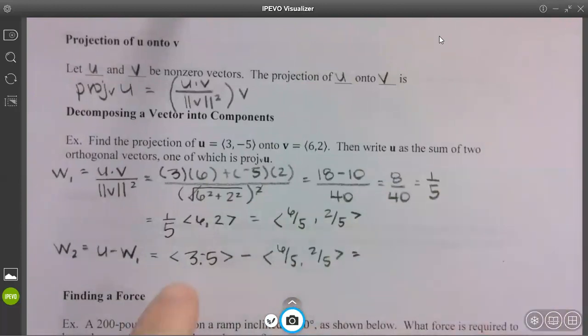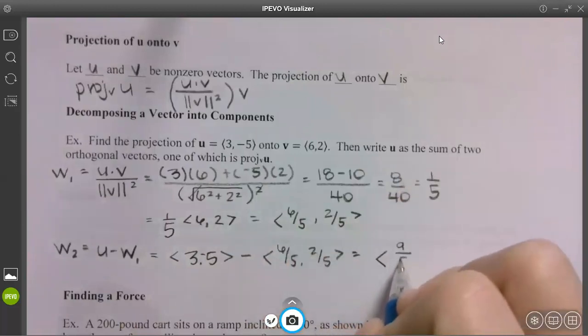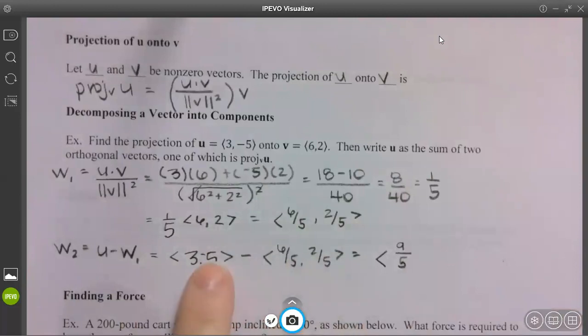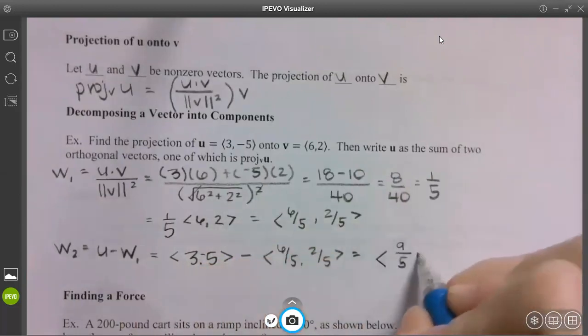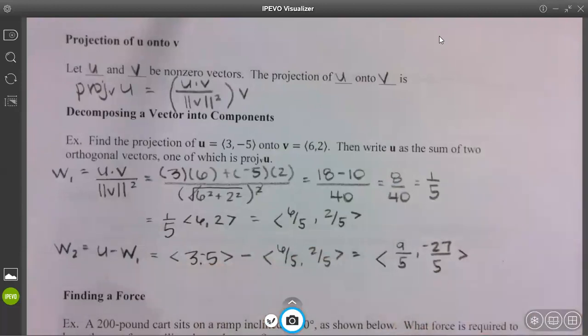You can do these in your calculator. 3 minus 6/5, you can get a common denominator, which would be 5. 3 times 5 is 15, minus 6 is 9 over 5. Same thing here, -25 minus 2 is -27 over 5. Worst case, again, do that in your calculator.